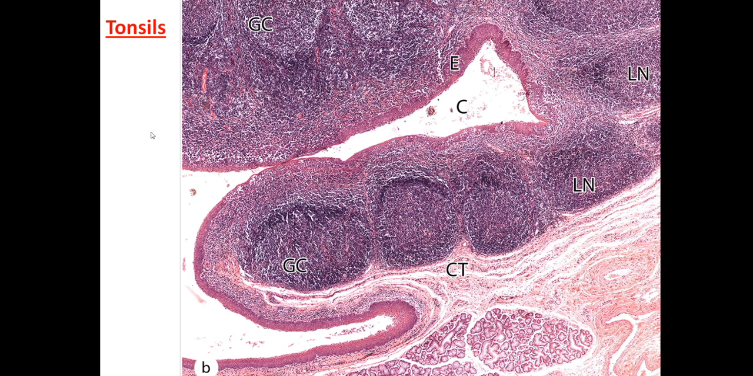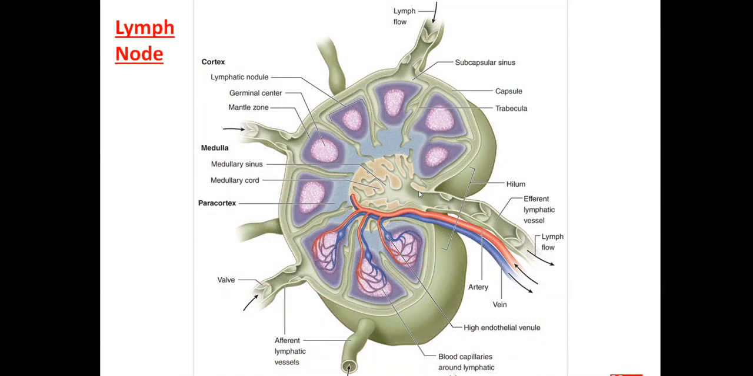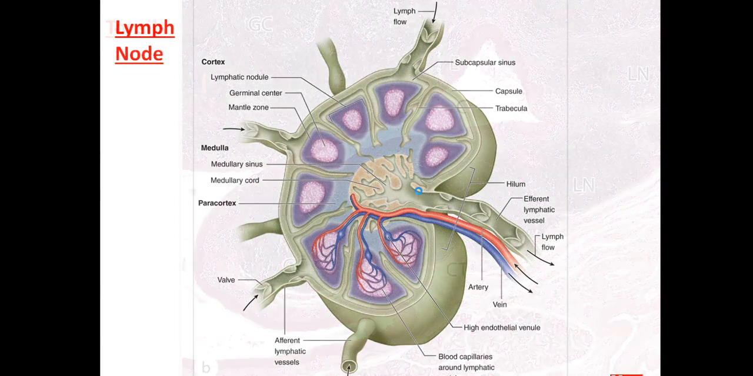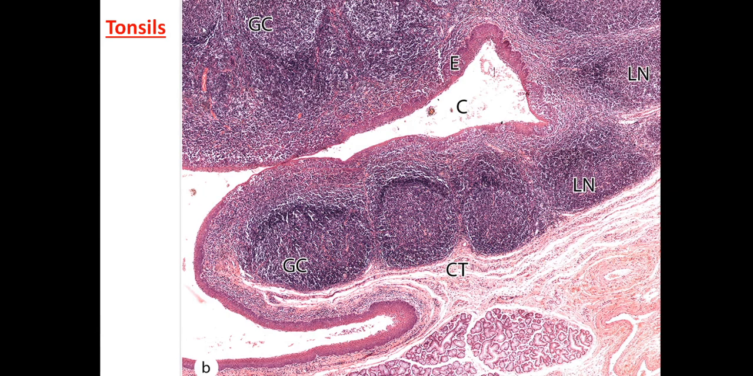The main histological feature of the tonsil is the crypt. This is the crypt, and this is another crypt. It is an invagination of the lining epithelium into the parenchyma of the tonsil. The crypt is the main histological feature of the tonsils.